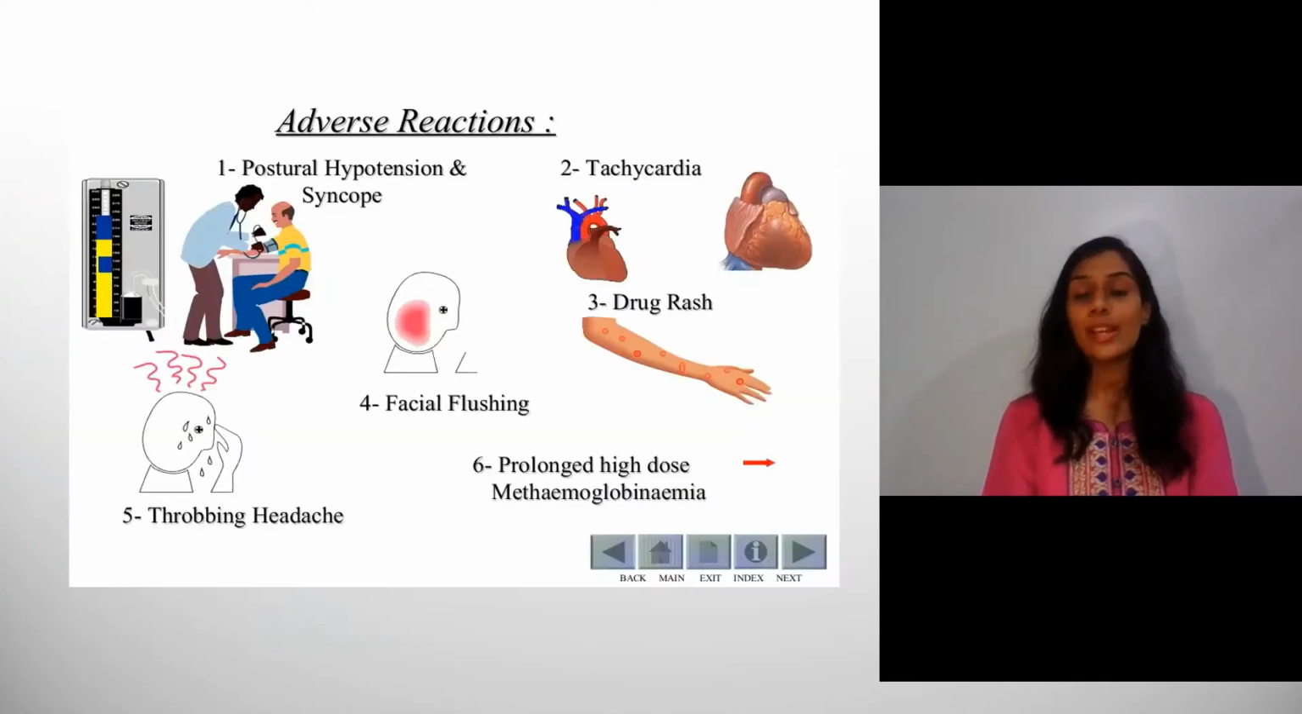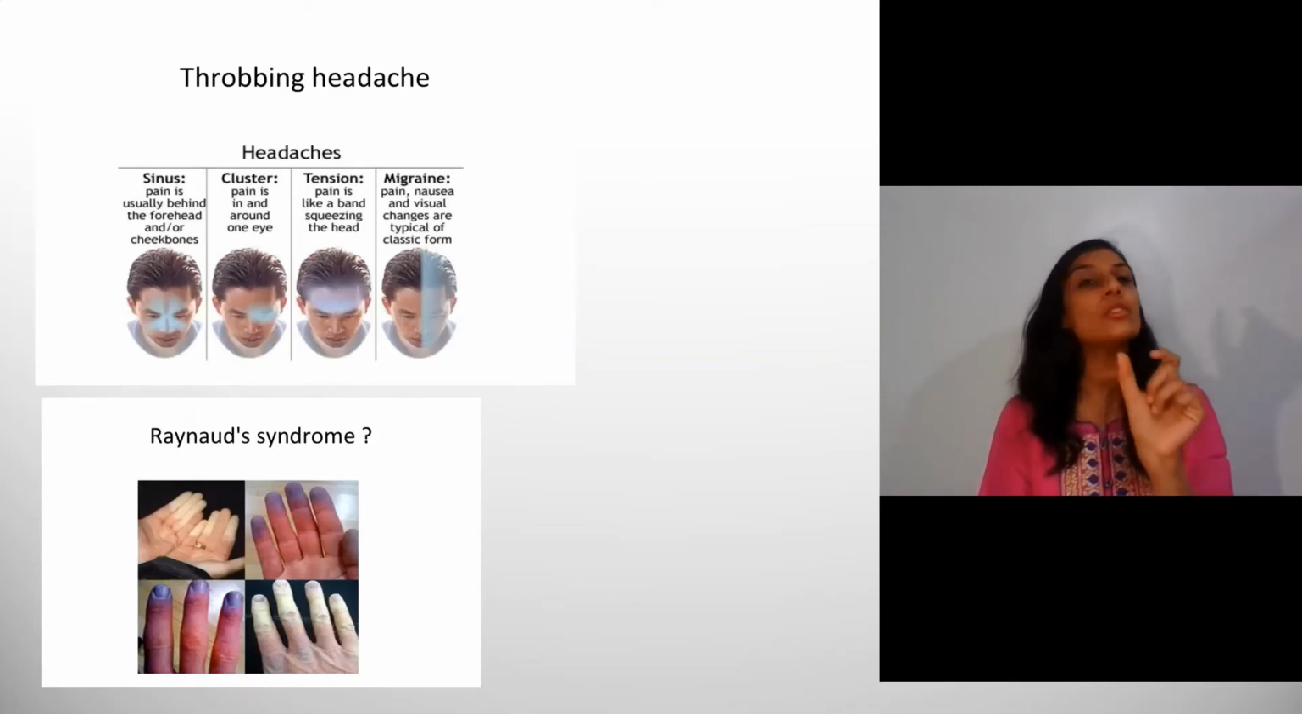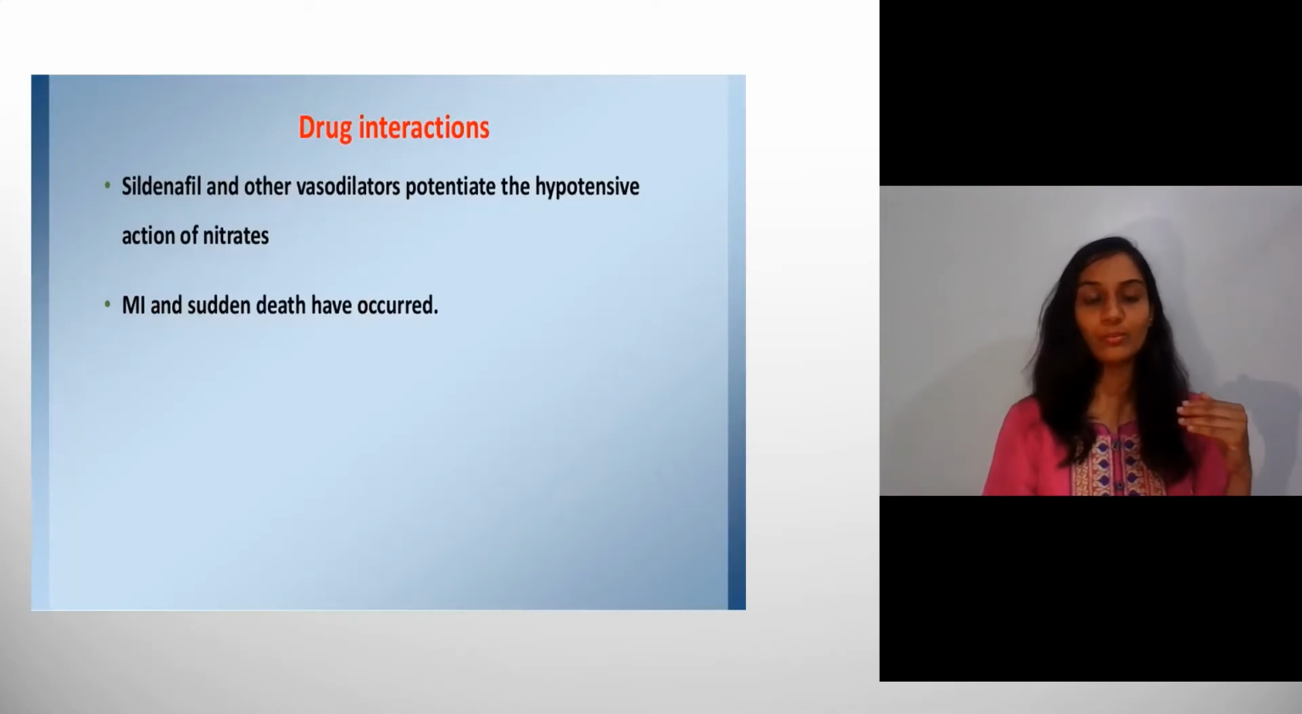Now, what are the adverse reactions of nitrates? First, it causes postural hypotension or syncope. Second, it causes tachycardia. It causes drug rash. It causes facial flushing. It causes methemoglobinemia. It causes throbbing headache. Right? This is just a chart explaining what a throbbing headache is, where it occurs, on which part, and why it is called a throbbing headache. Right? Then it also causes Raynaud's syndrome.